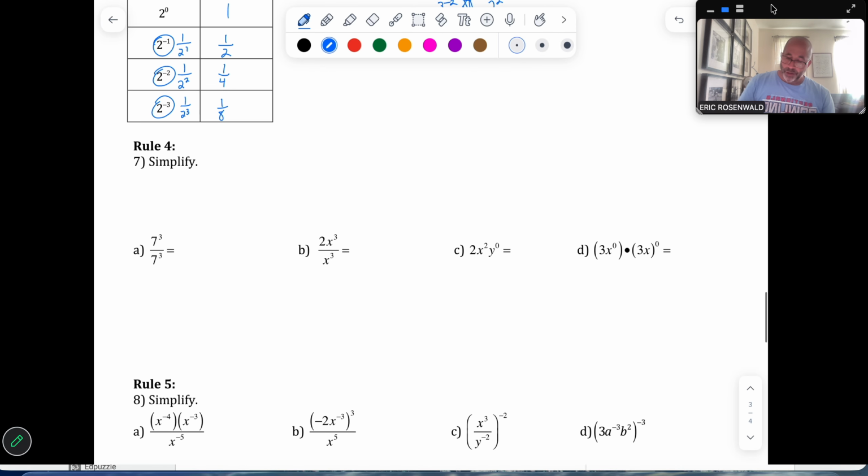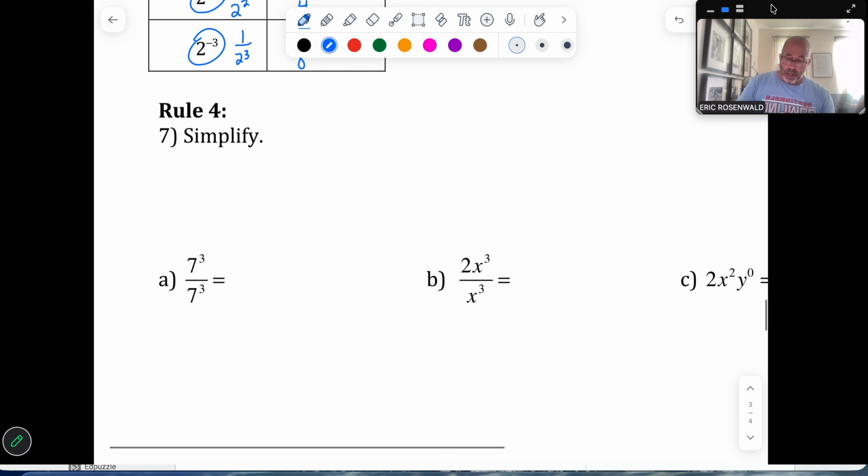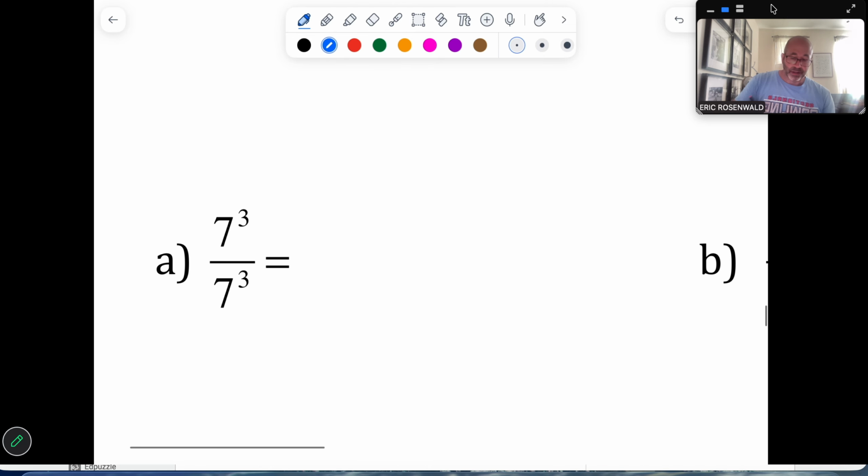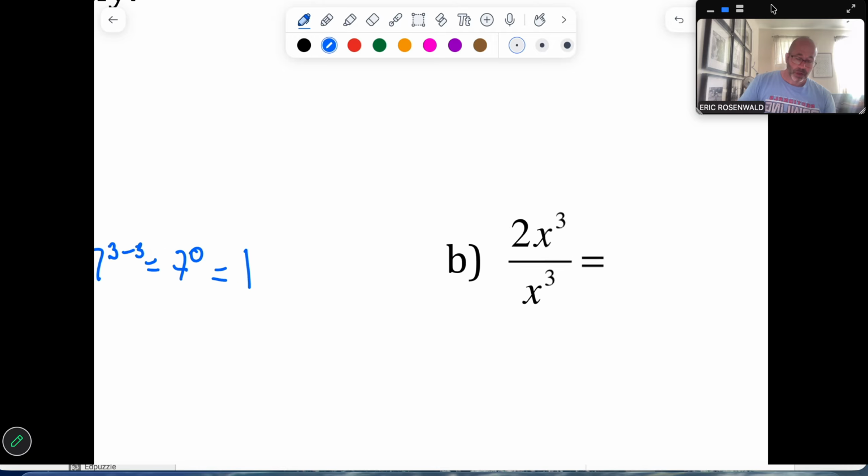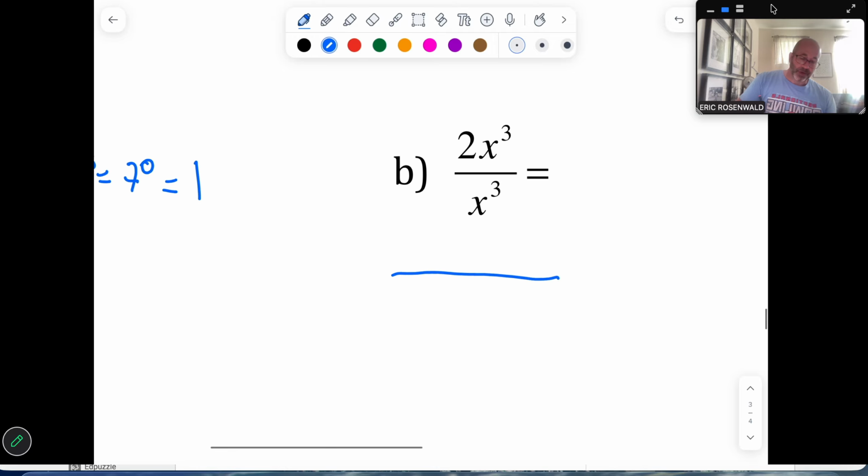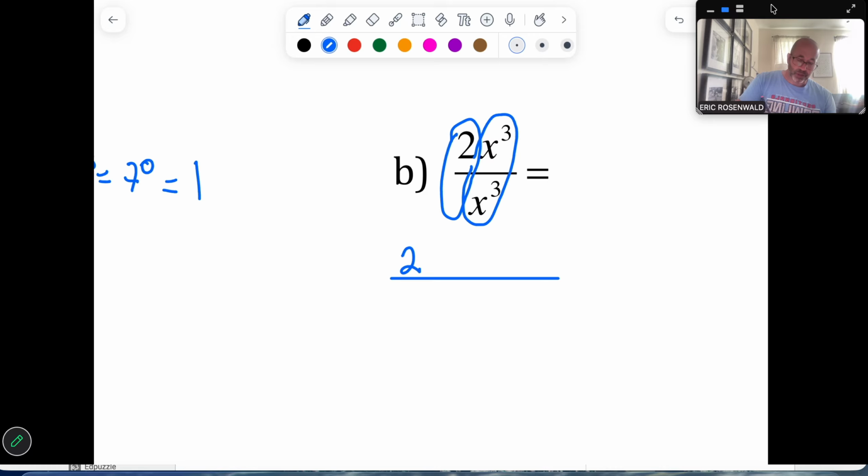Okay? So let's simplify these. Ready? 7 to the third divided by 7 to the third. Anything divided by itself is just going to equal 1. Okay? Treat these like separate problems so we can just navigate them. 2 divided by 1 is just 2. Anything divided by itself is just 1. So 2 times 1 is just 2.